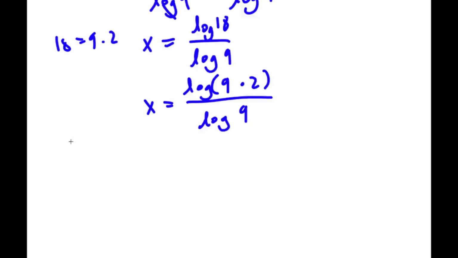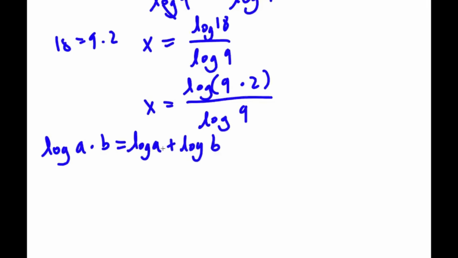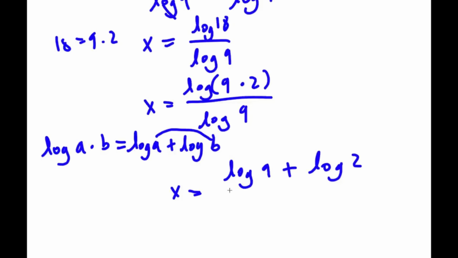So now, if I have a logarithm in the form log a times b, this is actually equal to log a plus log b. Because remember, if you guys didn't already know, when you're adding logarithms, you're technically just multiplying the two numbers in front of the logarithms. So now log 9 times 2 is going to equal log 9 plus log 2. So now I have log 9 plus log 2 divided by log 9.